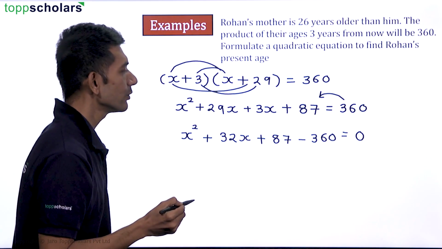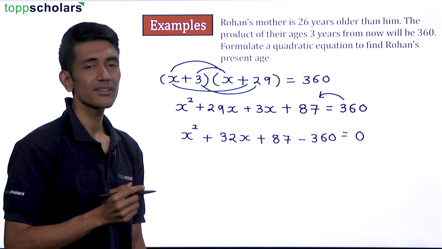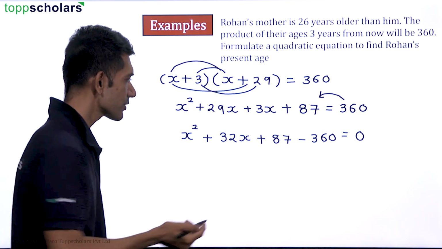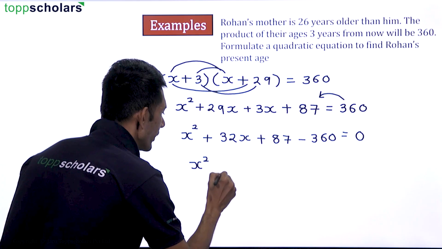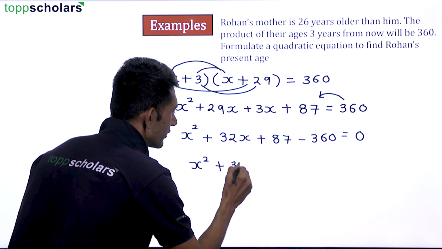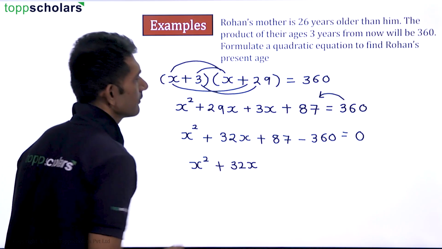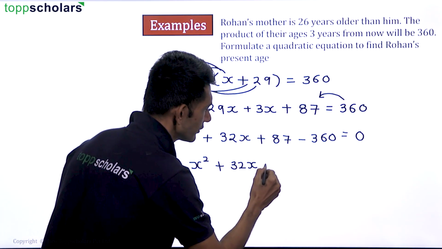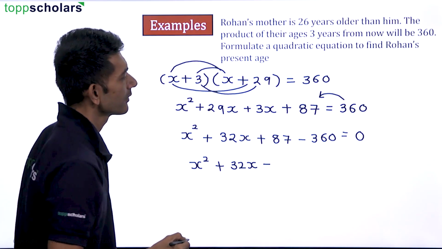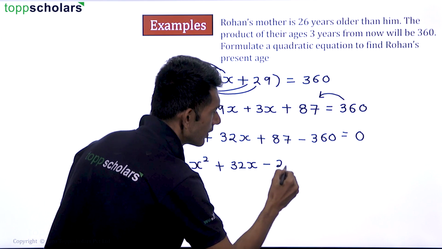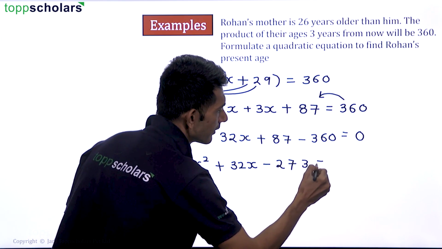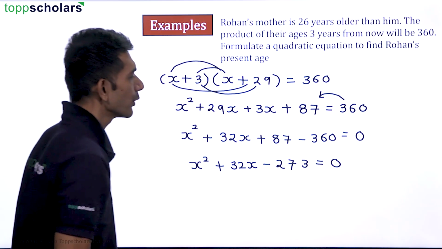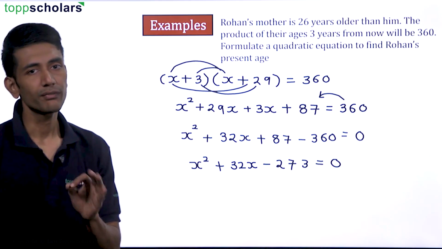That is equal to 0. Now 360 minus 87 is how much? So we get x square plus 32x, and this becomes minus 273, right, is equal to 0, and that is going to be your final answer.